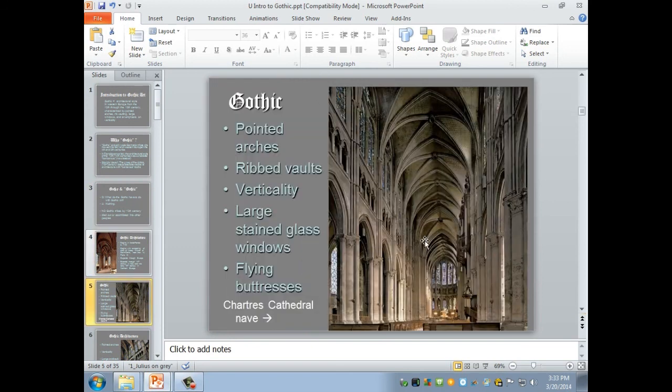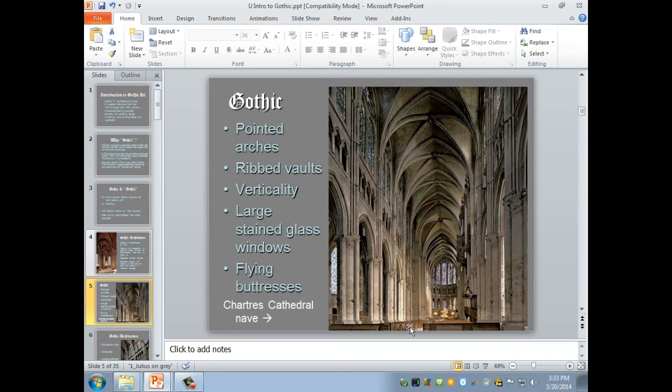Now, when we think of Gothic cathedrals or Gothic churches, because they're not all cathedrals, we think of things like pointed arches, soaring upward toward heaven. Verticality, once again, reaching up toward heaven. And we think of colored light streaming through large stained glass windows. Some of the other characteristics would include ribbed vaults, flying buttresses, and very frequently two-tower facades.